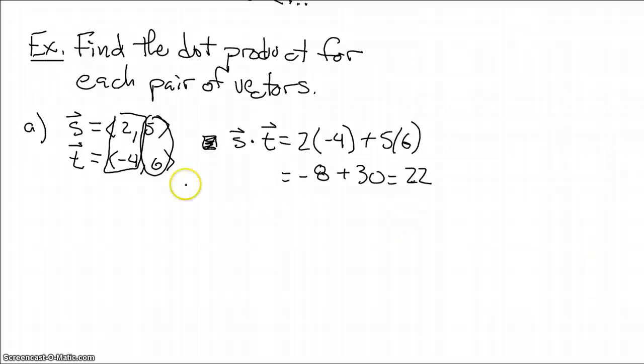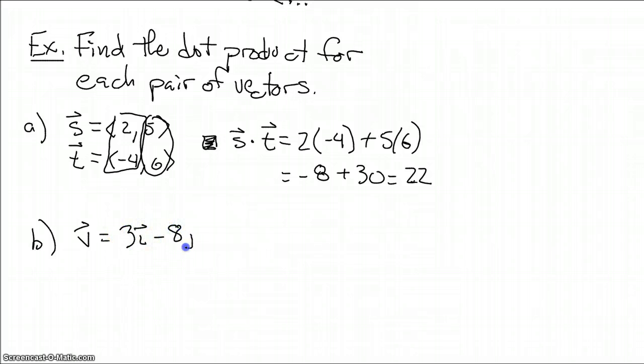Let's take a look at another example. Part B. Let's say we have v is 3i minus 8j, and w is i plus 7j. So if you want, what I would recommend is that you pause the video and see if you can figure this out on your own. If you don't think you're ready yet, just go ahead and follow.